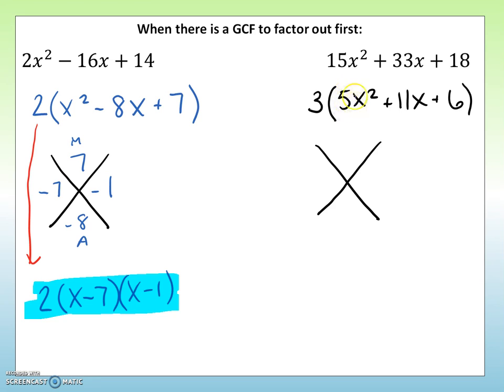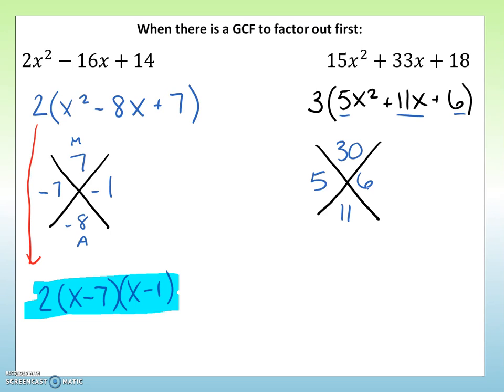Now this one, we have the coefficient in front. We have a leading coefficient. So we can't write 6 up here. We have to multiply 5 times 6 and write 30. When we combine our like terms, it needs to add up to 11. 5 times 6 is 30. 5 plus 6 is 11.